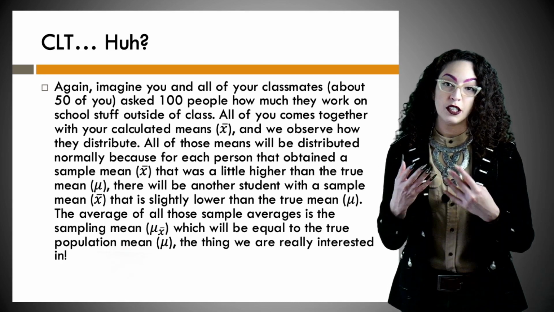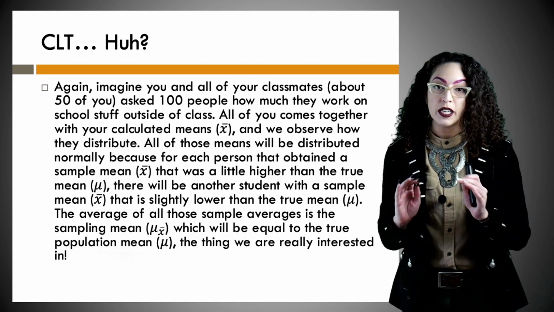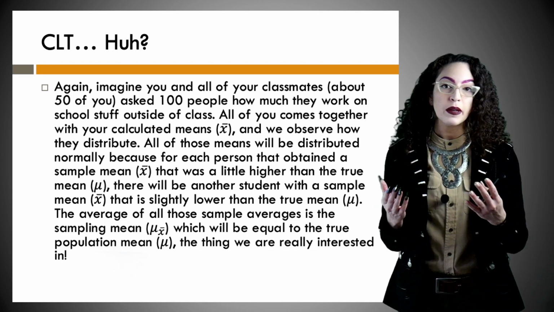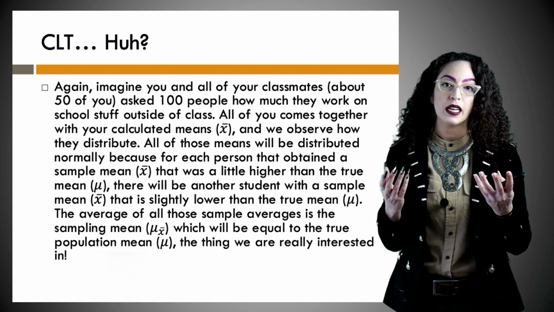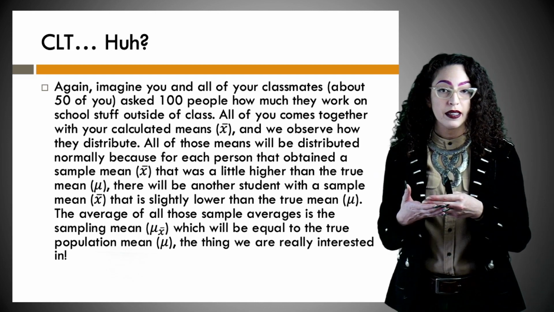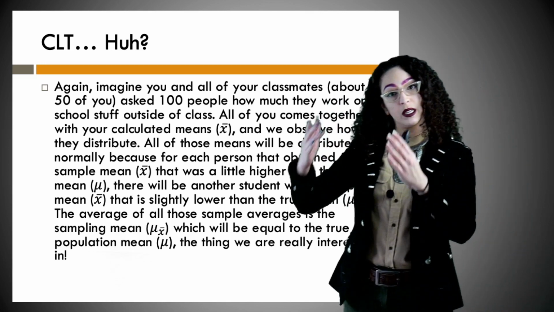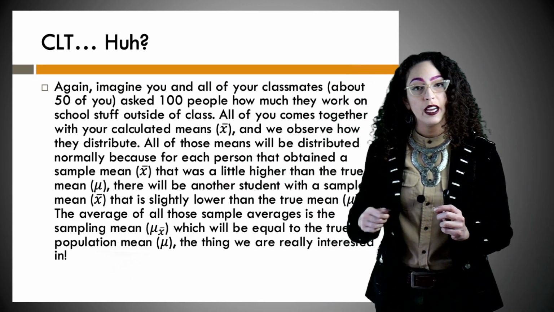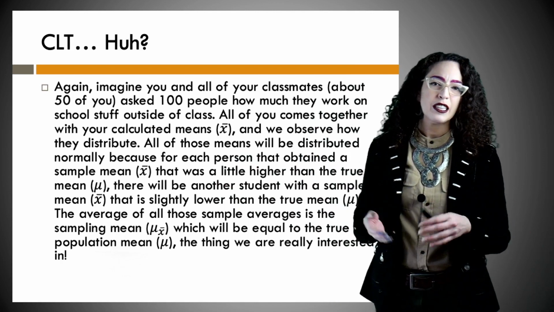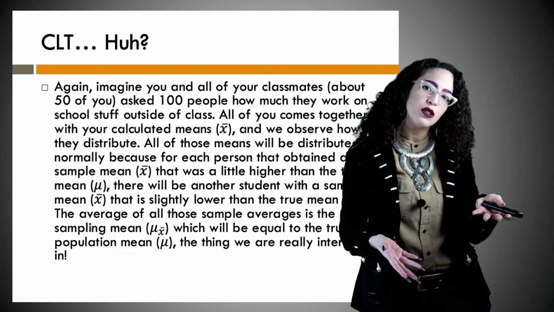So imagine that you and all of your peers each went out and collected a sample of 100 people and asked them, how many hours a week do you spend working on class stuff outside of class? And each one of you is going to calculate a mean. Now we can take all those means and plot them onto a distribution. And for every one of you who has one that's a little too high, there'll be another one that's a little too low.